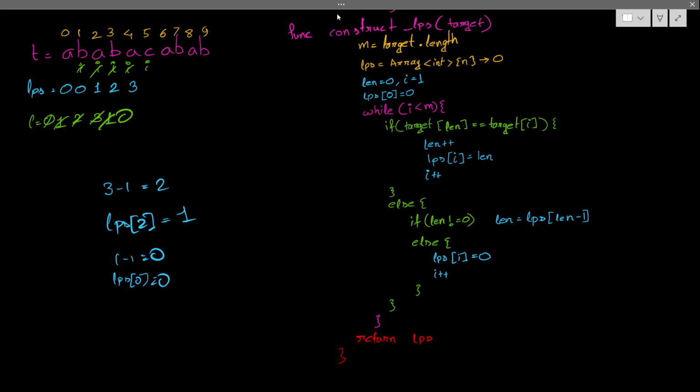So again, is it matching? Checking with the 0th index, this place and this place, no, it is not matching. So that's the reason, when it is not matching, it comes to the else condition. But here right now length is 0. So that means I will put LPS of I equals 0 and increment my I.